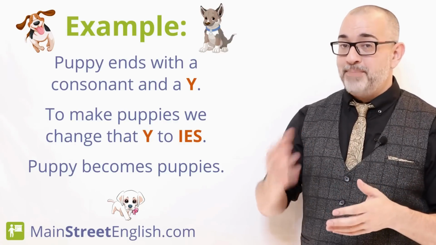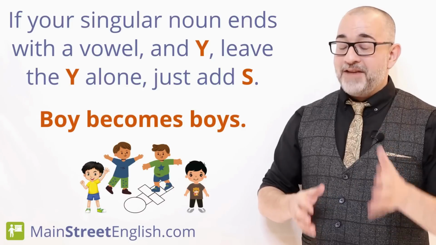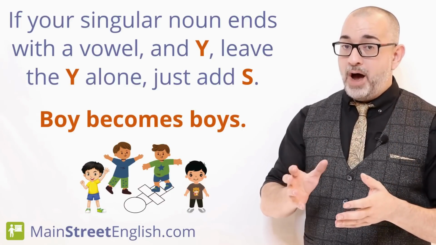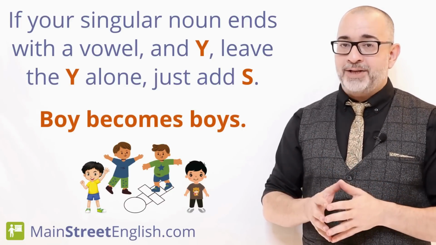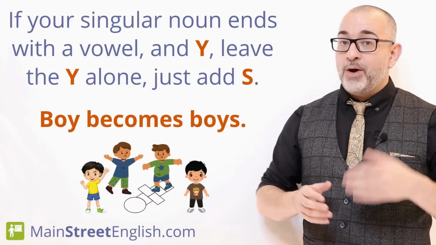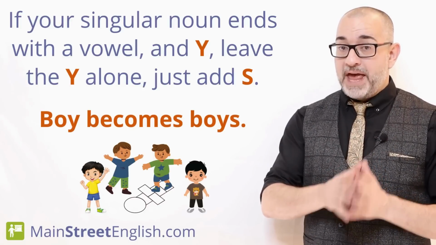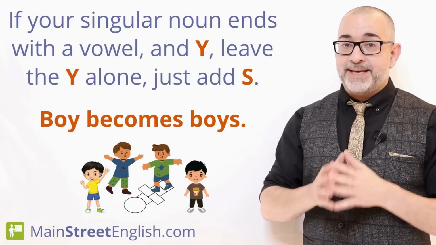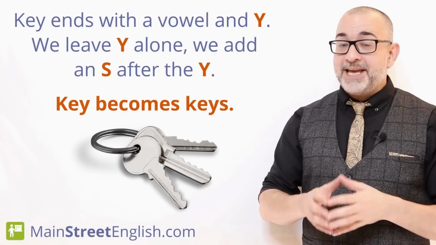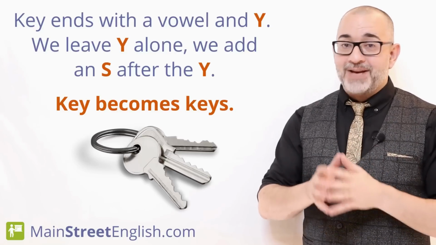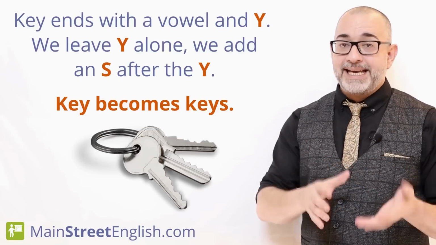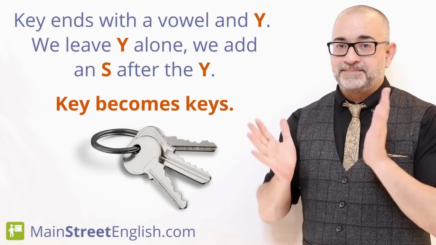Puppy becomes puppies. If your singular noun ends with a vowel and Y, leave the Y alone. Just add S. Boy ends with a vowel and Y, so we just simply add S to make boys. Key ends with a vowel and Y, so again, we leave that Y alone. We just add S. Key becomes keys.